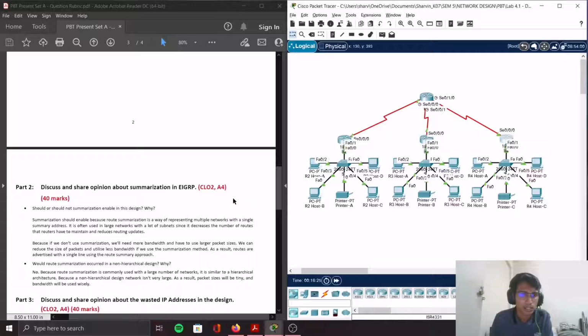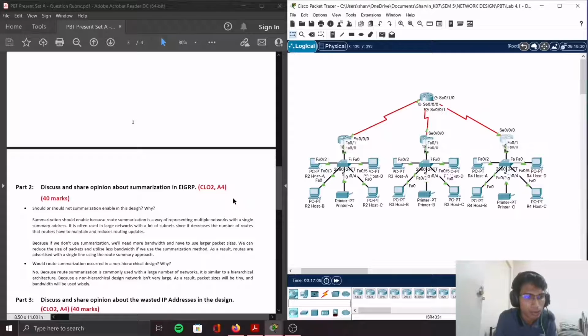Why should summarization be enabled in this design? Because if we do not use summarization, we will need more bandwidth and have to use larger packet sizes. We can reduce the size of packets and utilize less bandwidth if we use the summarization method. As a result, routes are advertised with a single line using the route summary approach. This is my first opinion about whether summarization should be enabled in this design and why.